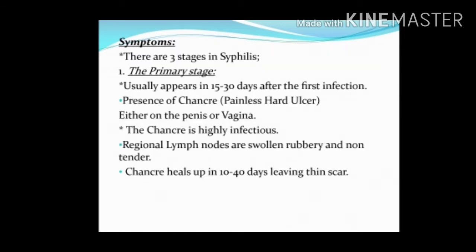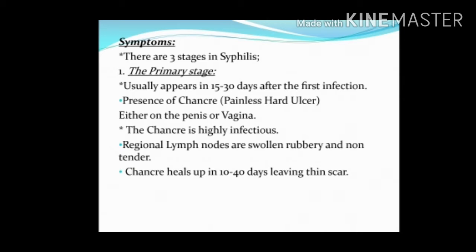Symptoms of syphilis. There are 3 stages in syphilis. It means the disease syphilis occurs in 3 different stages, and the symptoms for these stages are different. The 3 stages are: number 1, the primary stage or first stage; number 2, the secondary stage, also known as the second stage; and the third one is the tertiary stage or third stage.